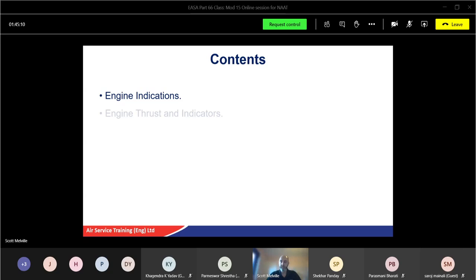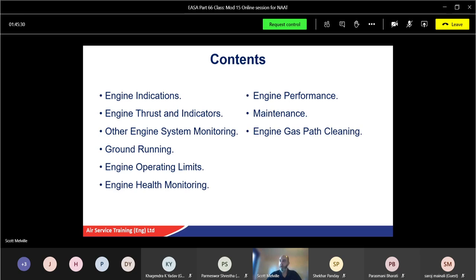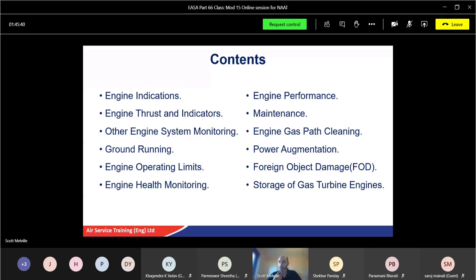Indications, engine thrust and indicators, other engine system monitoring, ground running, engine operating limits, engine health monitoring, engine performance, maintenance, engine path cleaning, and some power augmentation like reheat, etc. And then eventually we'll look at basic FOD, and finally storage of gas turbine engines. So quite a lot to look through.